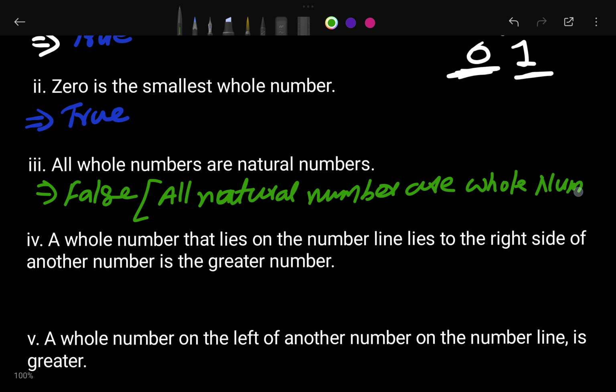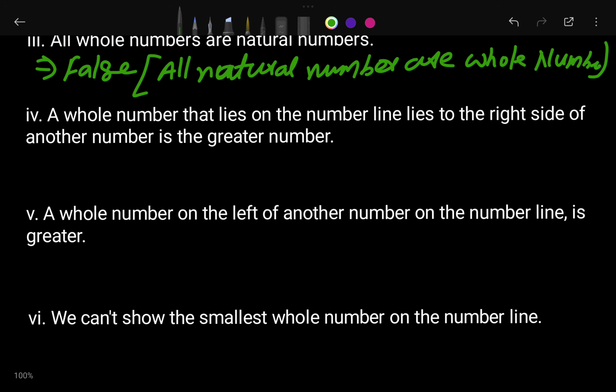Because natural numbers start from 1 and whole numbers start from 0, so it contains all the natural numbers. That's why. Okay, now: a whole number that lies on the number line to the right side of another number is the greater number. So actually this fourth statement is true. Okay, how it is true, I will explain here.